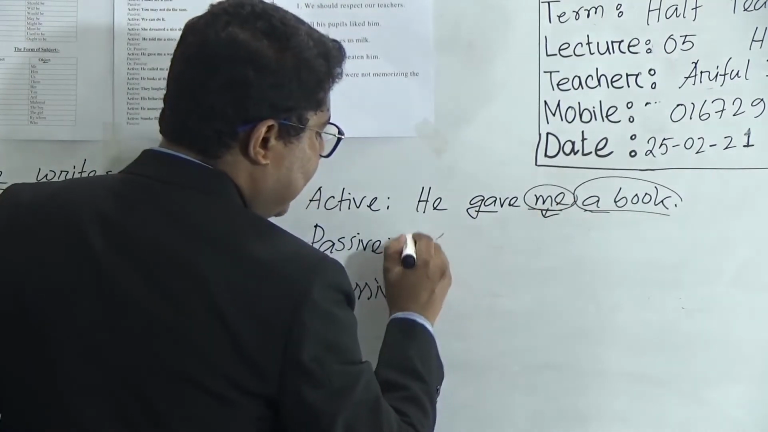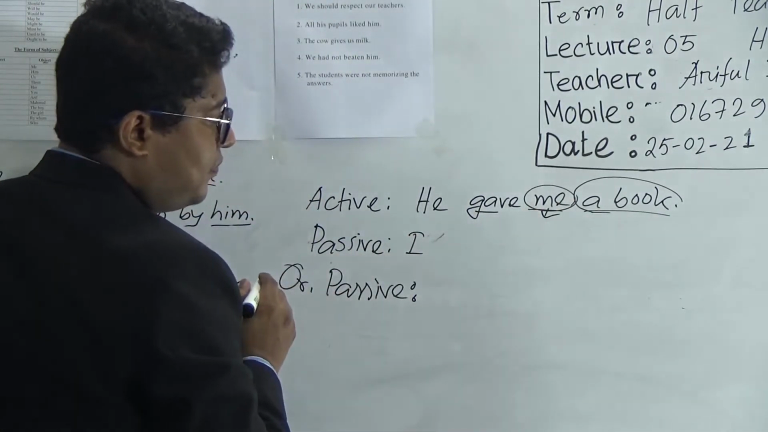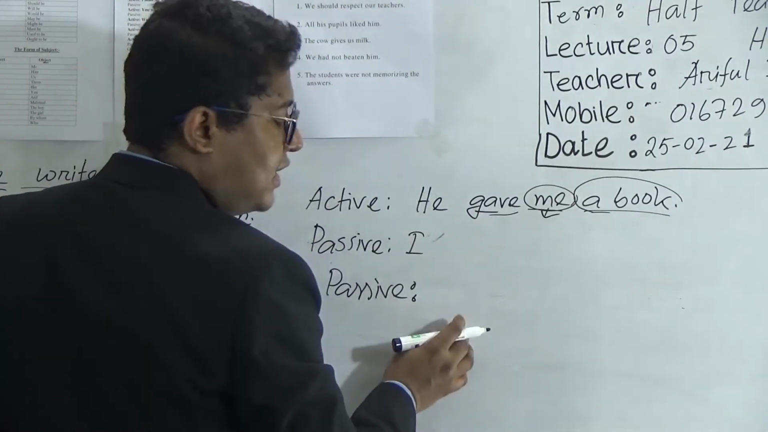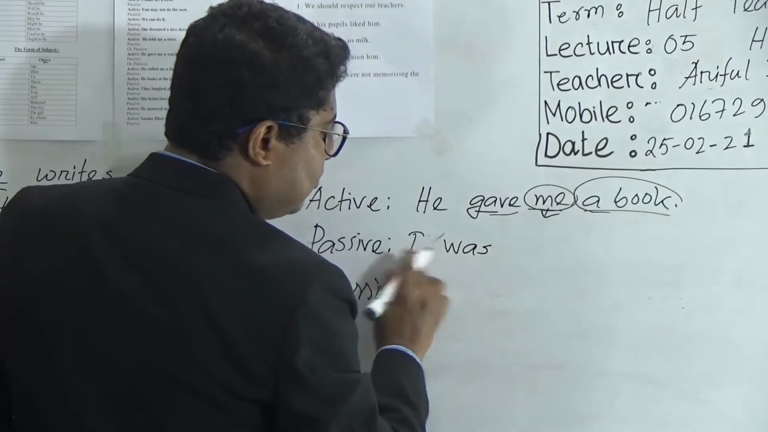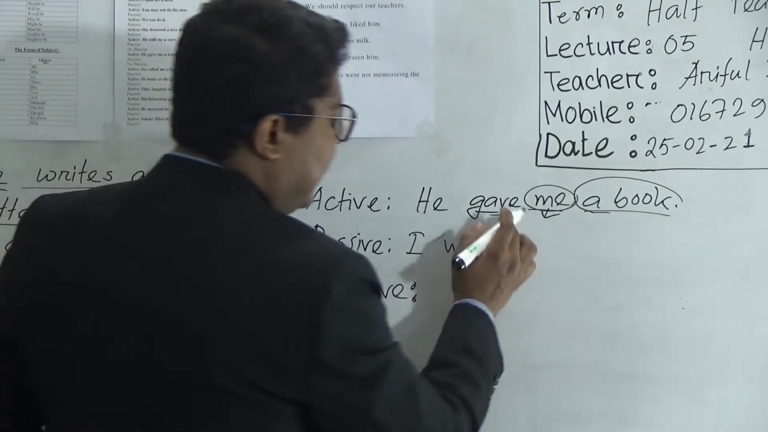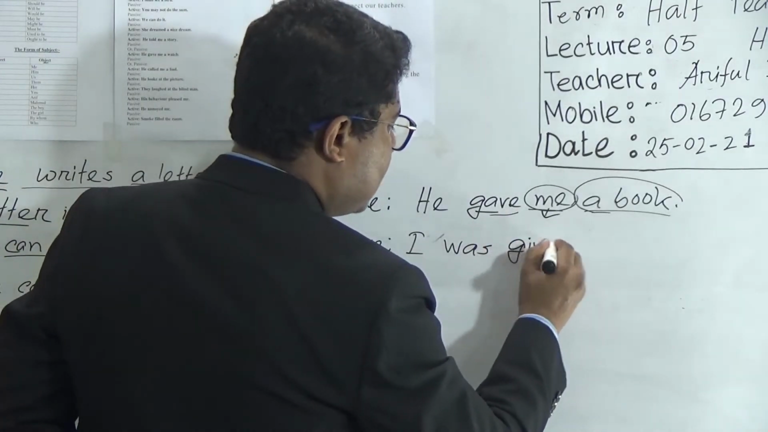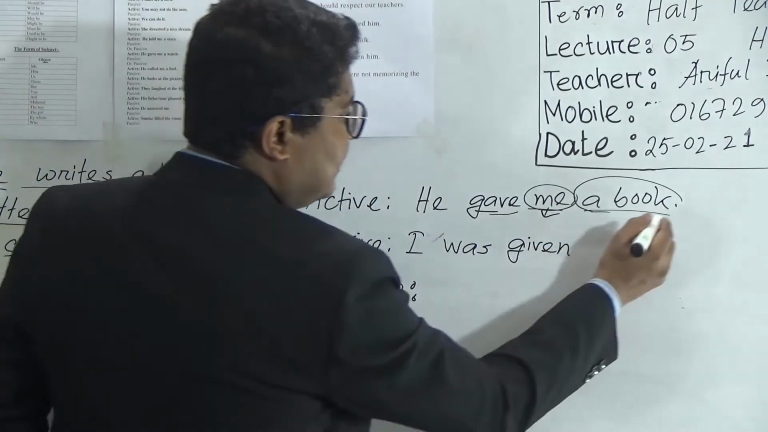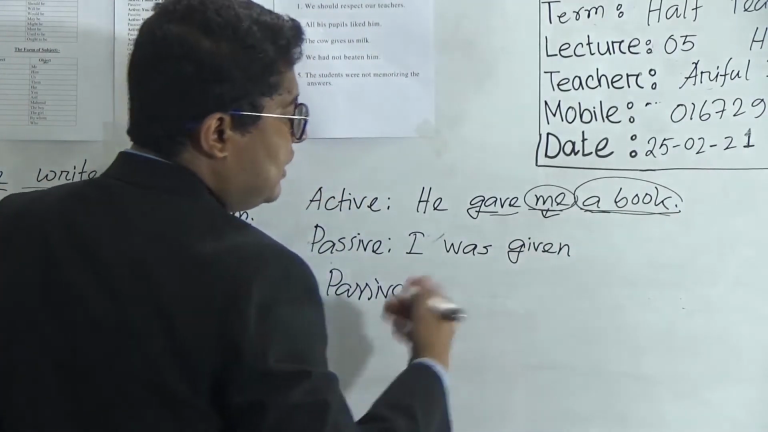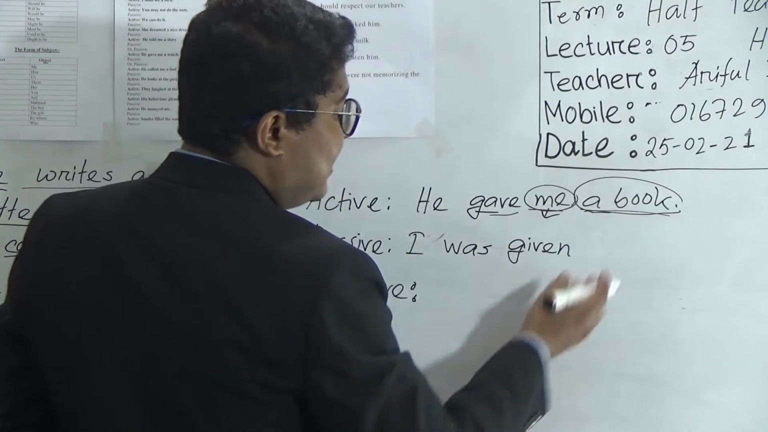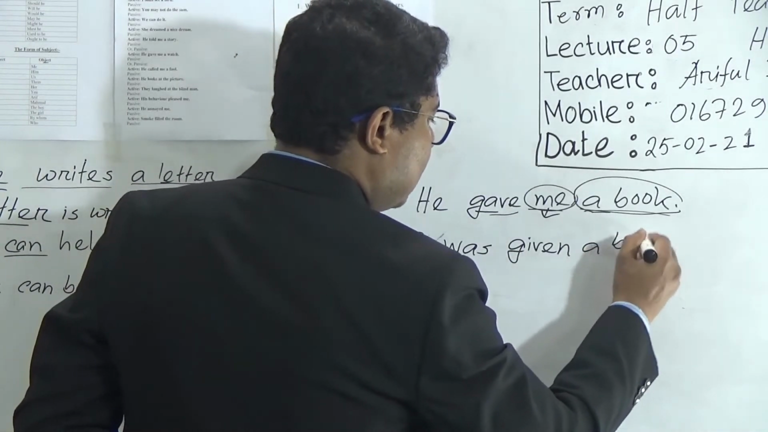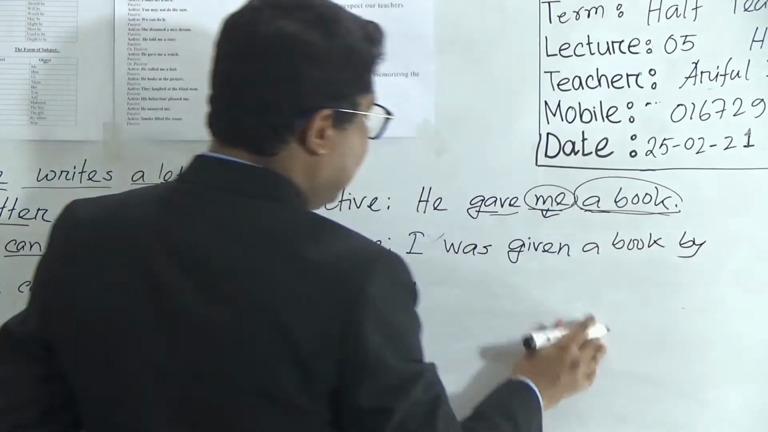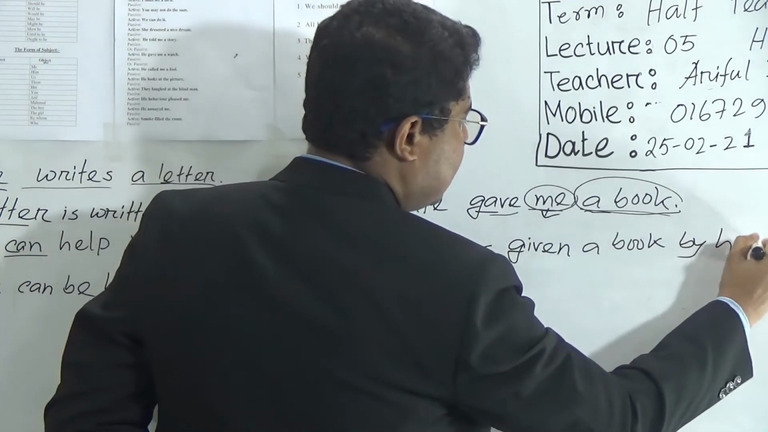Me will be I in the subjective form. Then this is past indefinite tense. We have to use the auxiliary verb was or were. So after I, we use the auxiliary verb was, and then the past participle of the main verb: I was given. And then this direct object will be retained in the sentence as a retained object. So I was given a book by, and he will be him at the end.